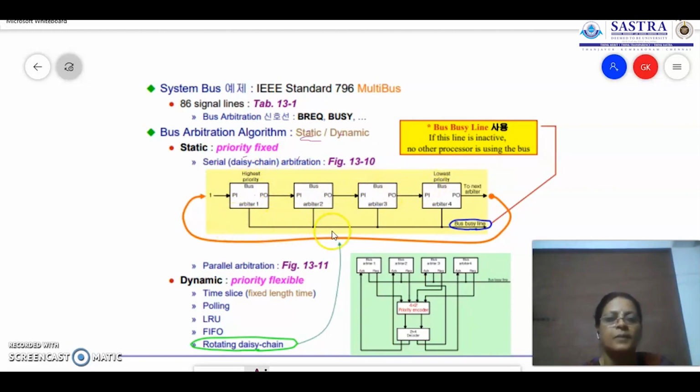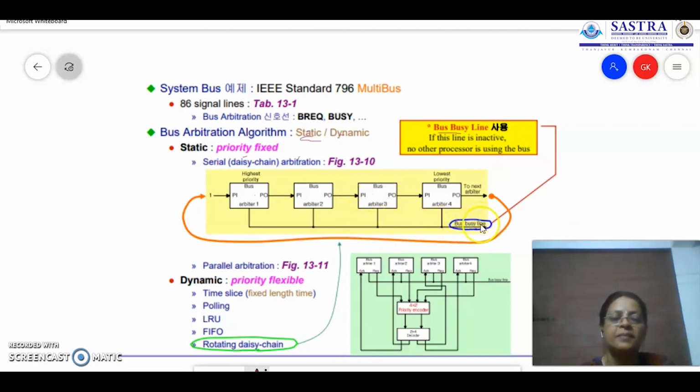Now there is a common bus here. This is the common bus, and this is otherwise referred to as the bus busy line. Whenever this bus busy line is high or active, it means that some process is making use of the bus system. If another processor wants to use the same resource, then it has to wait because the bus is busy. It has to wait till the bus is idle. That is indicated by this bus busy line.